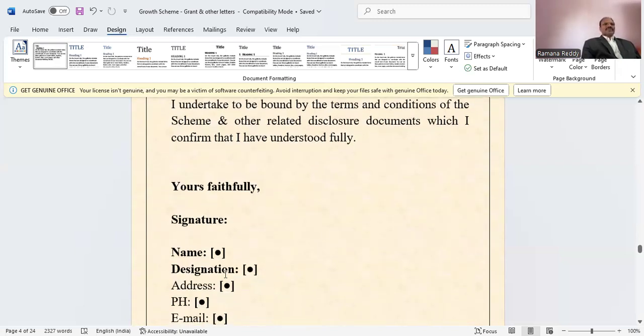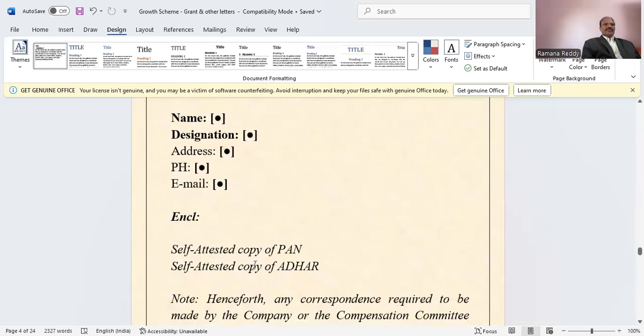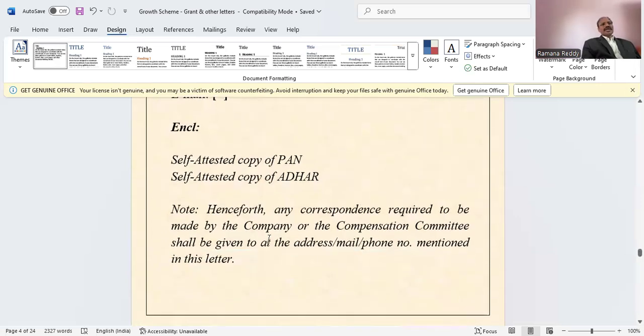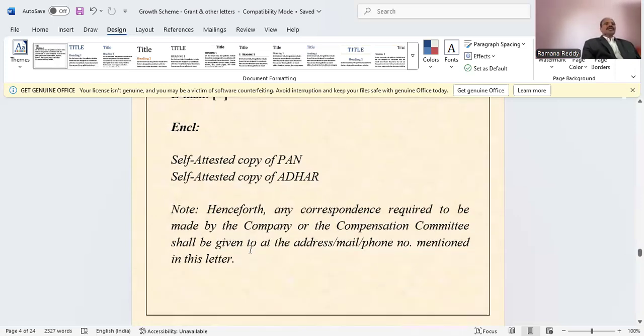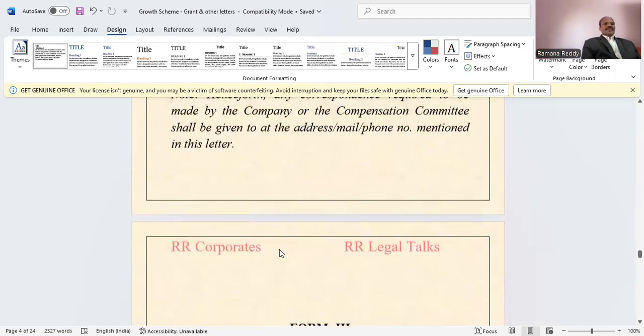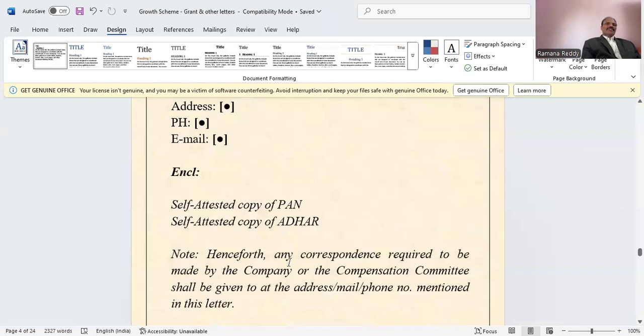Then yours faithfully, signature, name, designation, address, phone number, email ID, and self-attested PAN and self-attested Aadhaar of the grantee. And note: henceforth, any correspondence required to be made by the company or compensation committee shall be sent to the address, mail and phone number mentioned here. If the company wants to communicate, it will use this address. If there is any change in the address, mail or phone number, the grantee can communicate it to the nomination remuneration committee. This is the acceptance letter, which will be supplied to the grantee at the time of the grant letter.